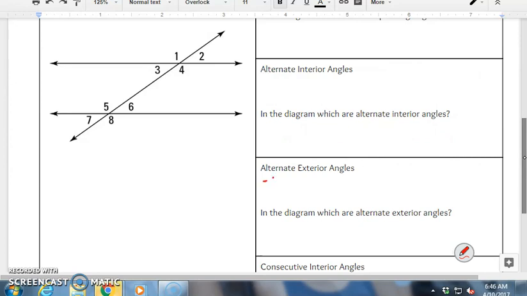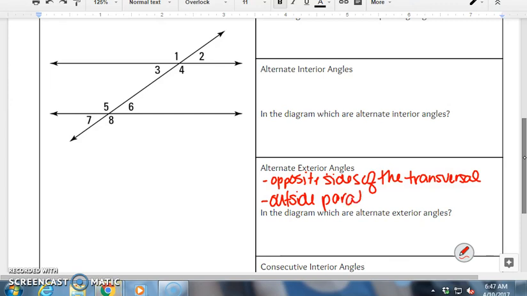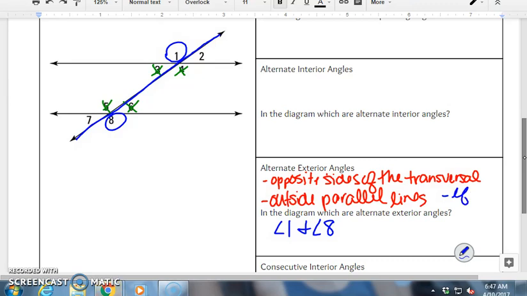Alternate exterior, those are on opposite sides of the transversal, but they sit outside of the parallel lines. So since 3, 4, 5, and 6 are inside of the parallel lines, they cannot be associated with alternate exterior angles. So if I have angle 1, opposite side of the transversal, so here's the transversal, okay? They have to have the same angle measurement. So angle 1 and angle 8. These are also equal. So then angle 2 and angle 7 would also be alternate exterior angles together.